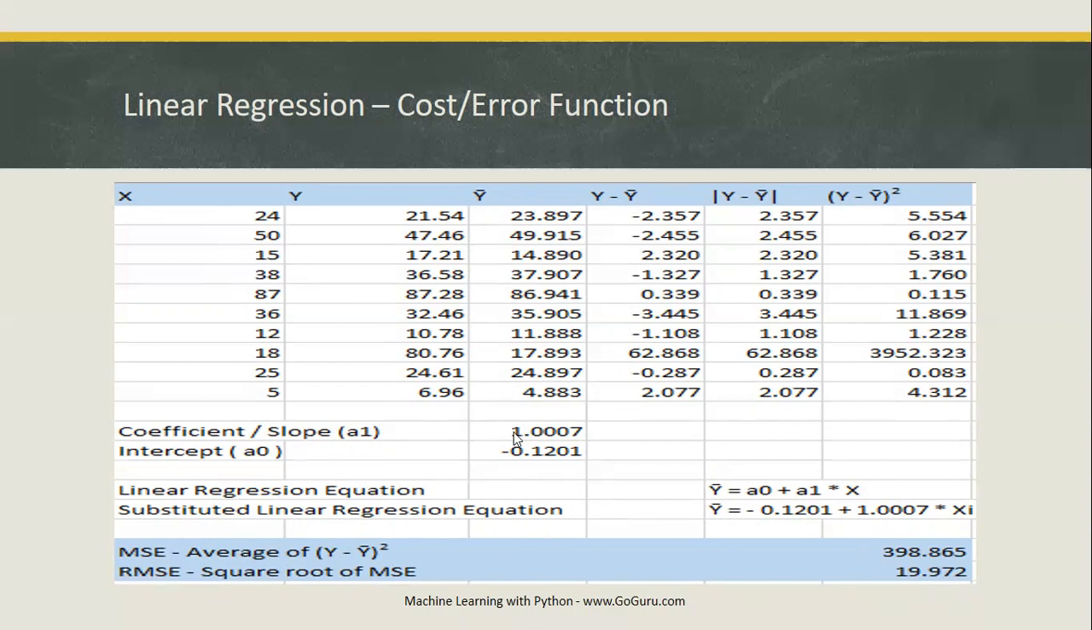Okay, so based on the value, one more point to add: based on the value that our program gave, that is the intercept A0 and A1 value, we can come up with our own equation by substituting it in the actual equation. So substituting the value of A0 with the value here, which is negative 0.1201, plus the A1 value 1.0007 times x. This x is actually xi, which means when calculating the first one, you do that and then you multiply it with the first x, 24. So you get this value for y.